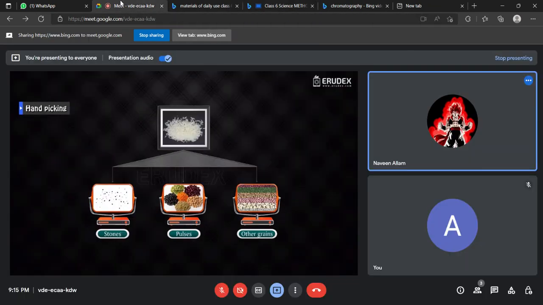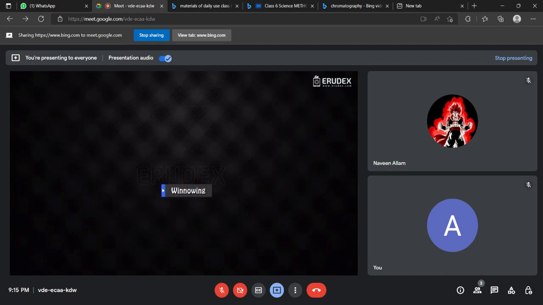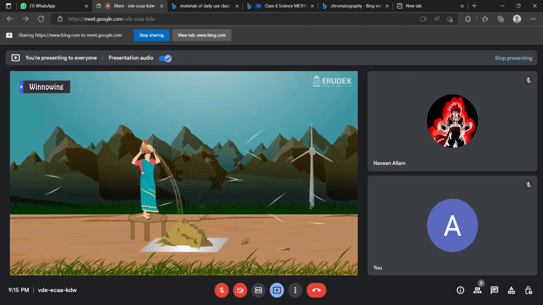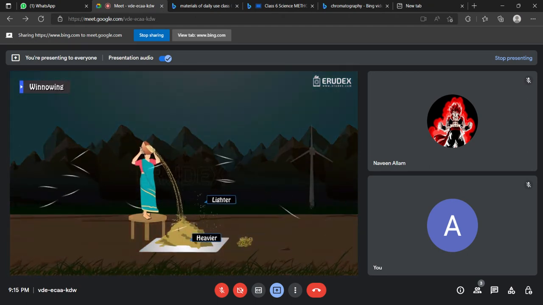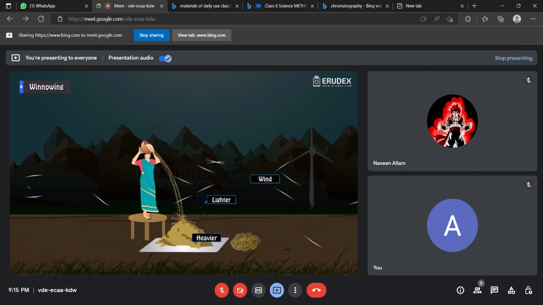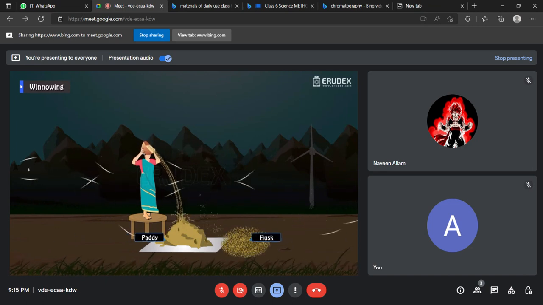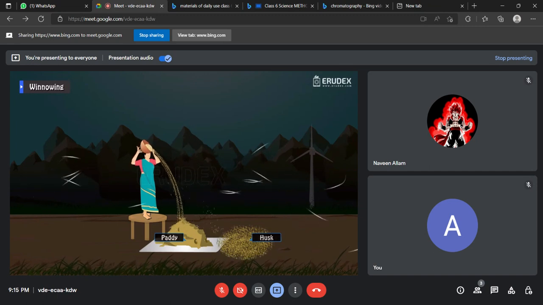From rice grains by hand picking method. Winnowing. Winnowing is used to separate heavier and lighter components of a mixture by wind or by blowing air. Example, winnowing is mainly used to separate husk from paddy grains.